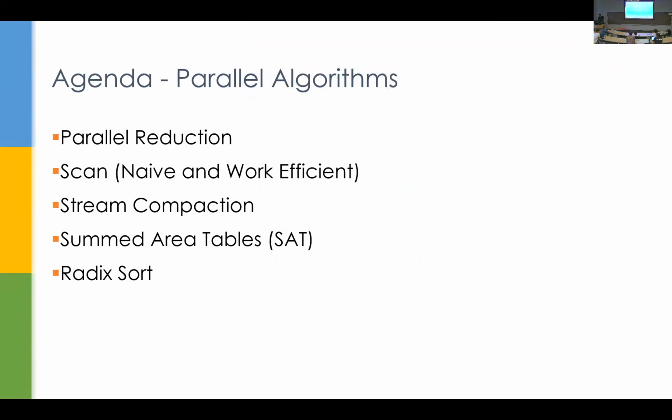So let's start with an overview of what we do today. So we do parallel reductions, which is the simplest one. Then we'll do scan and stream compaction. These two algorithms are going to be used in project 2, so make sure you pay attention. And then finally, we'll have two of the smaller ones in summed area tables and radix sort.